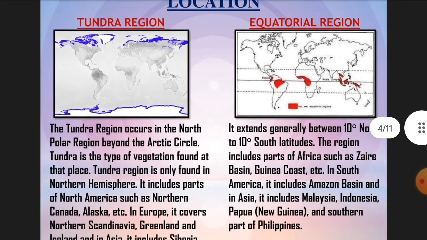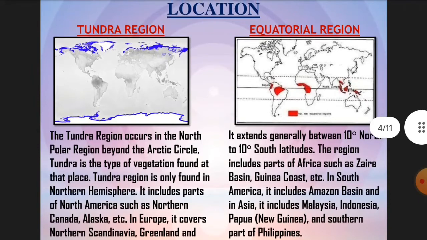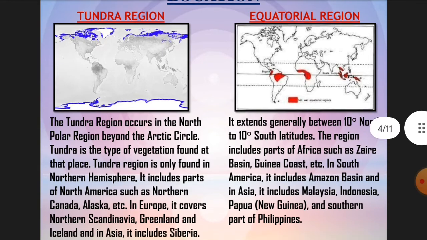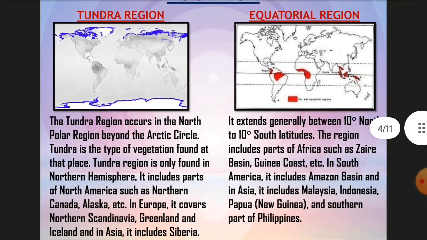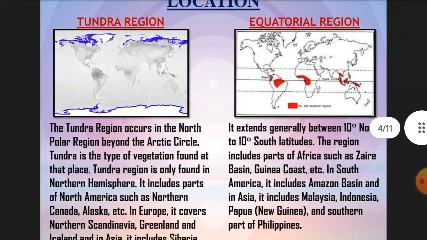First of all, we have to see their location. As we all know, the Tundra region occurs in the North Polar region beyond the Arctic Circle. Tundra is the type of vegetation found at that place and it is only found in the Northern Hemisphere, and this is a special characteristic of Tundra region. It includes parts such as Canada, Alaska, etc. It covers northern Scandinavia, Greenland and Iceland. And in Asia also it includes Siberia.